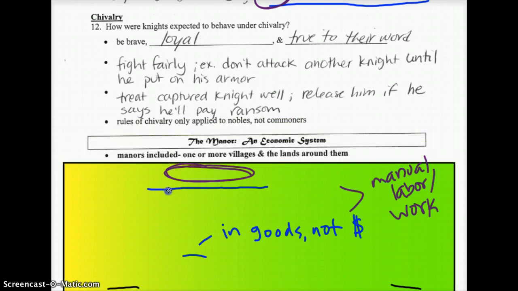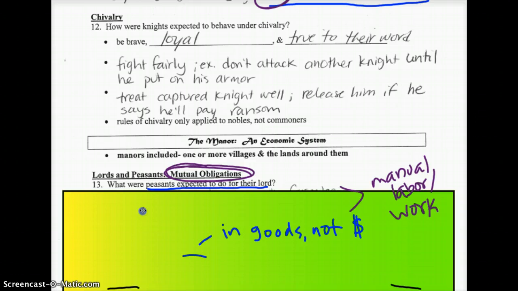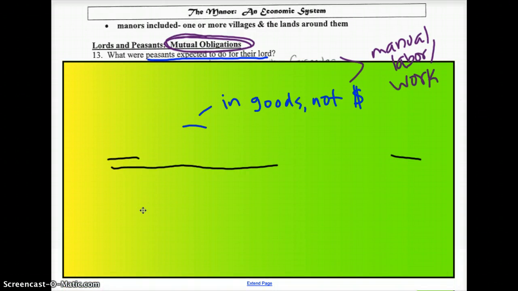So, the manor system. We're going to move into the role of peasants and the lords. The first thing this section will tell you is what the lords and peasants do for each other. Mutual obligations. That means both sides owe something to the other.